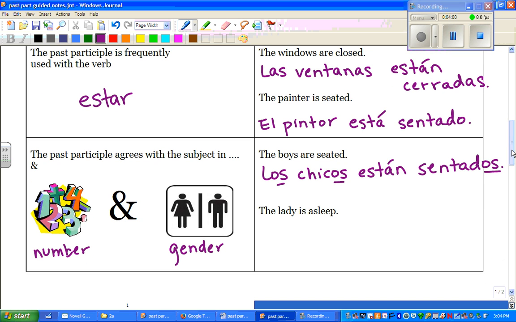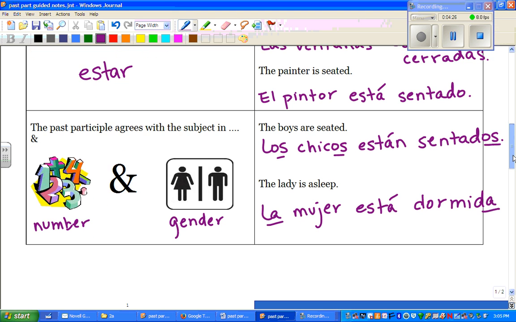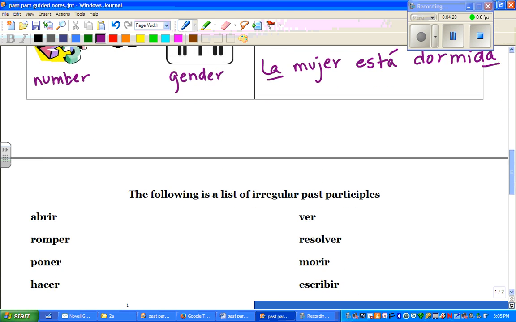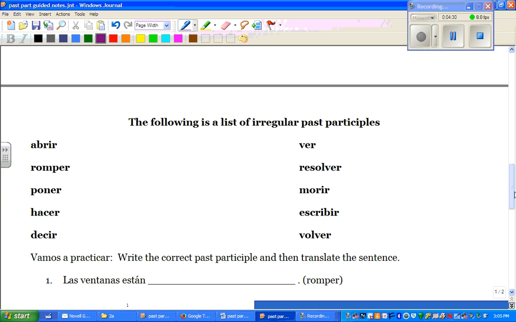So, how do you say the lady is asleep? La mujer. You go ahead. What do you think it's going to be? You try and write it. Está, don't stem change that, dormida. It's an a because of la mujer. Okay? That's it for past participles.